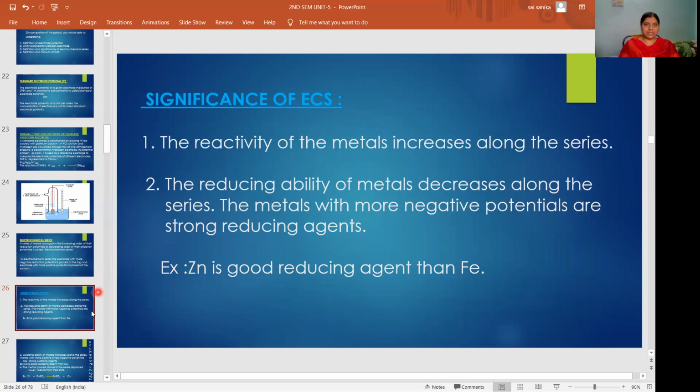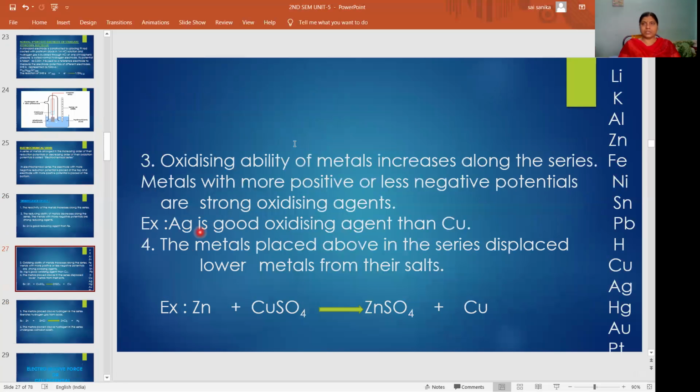I have given the series here. These are some of the metals arranged from top to bottom in the increasing order of their reduction potentials. So here I have shown that in the increasing order of their reduction potential. That means they are in the decreasing order of their oxidation potentials. So from lithium to platinum. If you see here, this is hydrogen, which has zero potential. So the elements above are having more negative reduction potentials and the elements below are having positive reduction potentials.